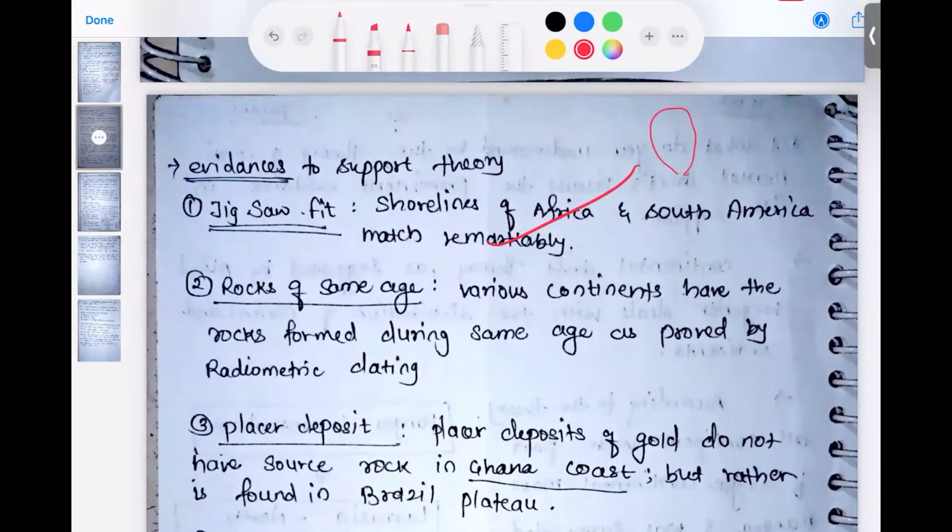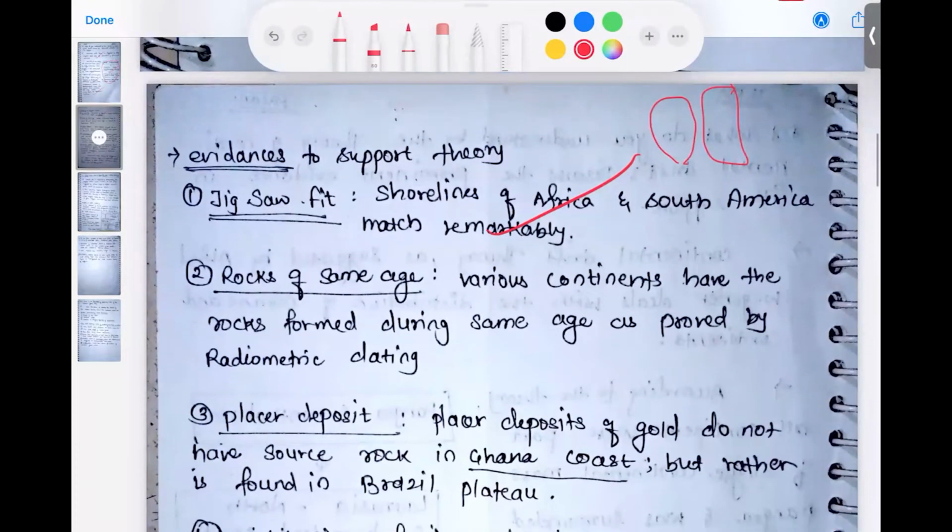Like this, you can draw two diagrams. Okay. So that this is much more clear to the examiner.